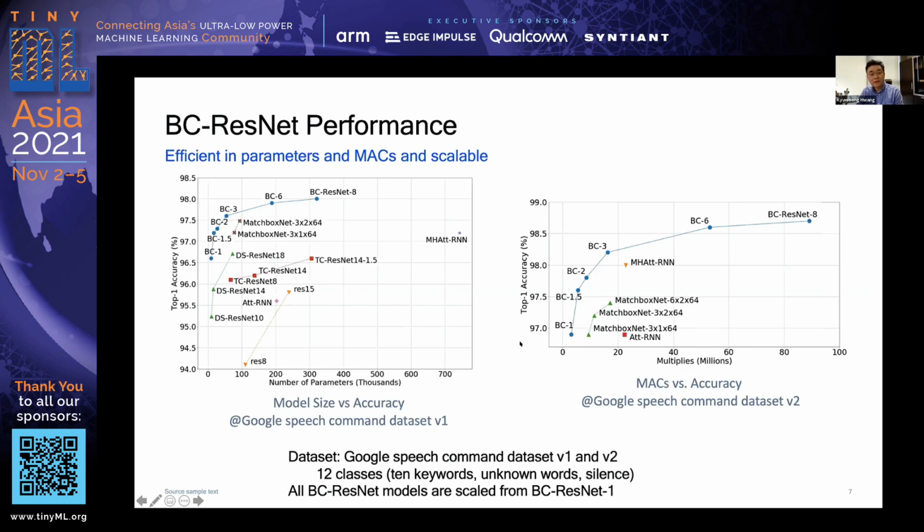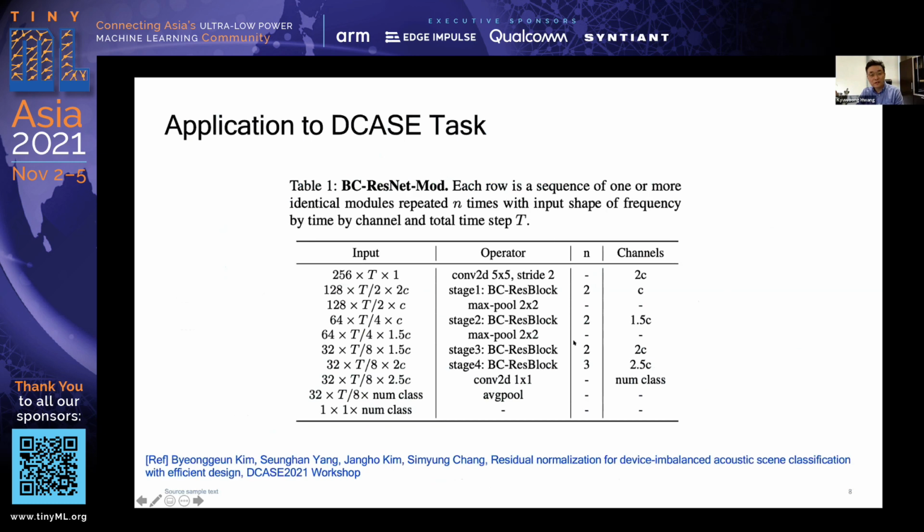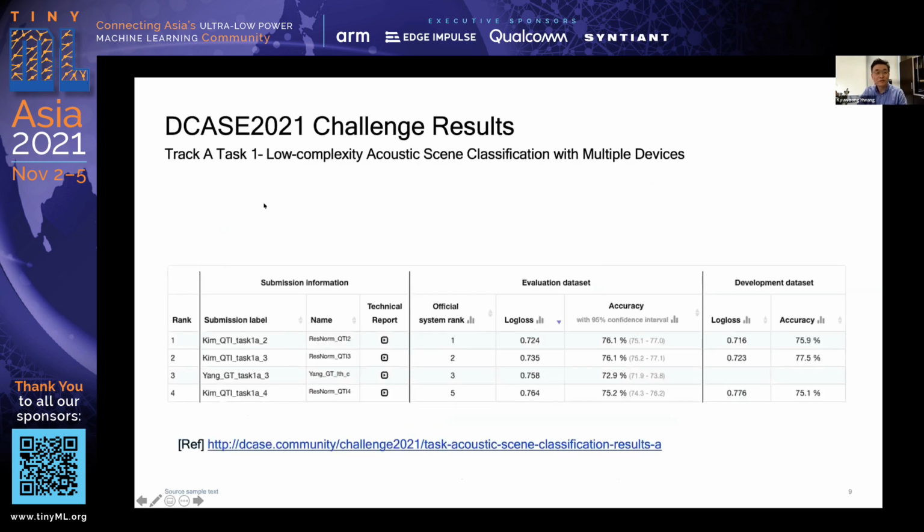By changing the architecture a little bit, we applied it to another task, the DCASE Challenge 2021. This one is a low-complexity acoustic scene classification task. As you see here, among these four, three are from our submissions. We got very good accuracy with a good margin over the others.